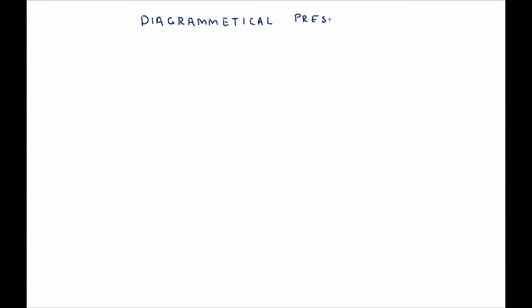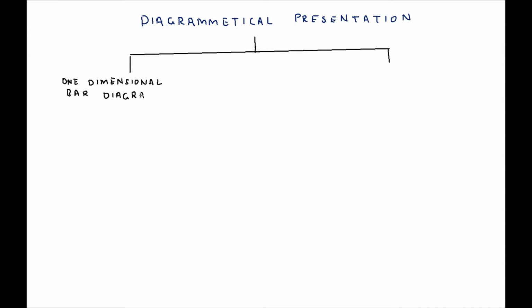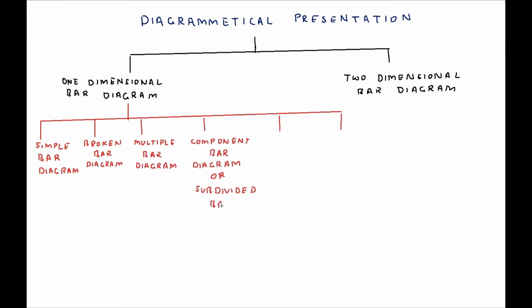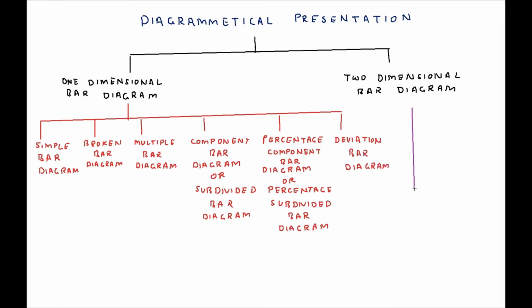Of diagrammatical presentation, I am going to explain one-dimensional bar diagram and two-dimensional bar diagram. In one-dimensional bar diagram, I am going to explain simple bar diagram, broken bar diagram, multiple bar diagram, component bar diagram or subdivided bar diagram, percentage component bar diagram or percentage subdivided bar diagram, and deviation bar diagram. And in two-dimensional bar diagram, I am going to explain square, rectangle and circle. Now I am going to explain simple bar diagram.